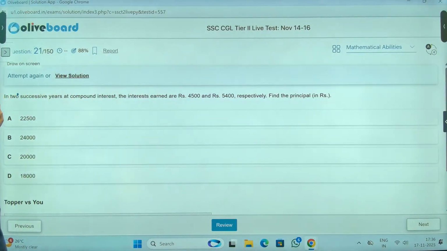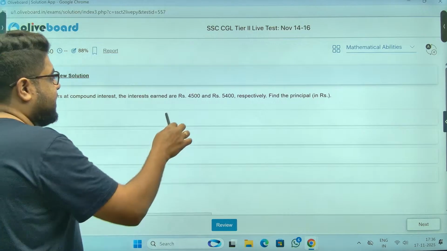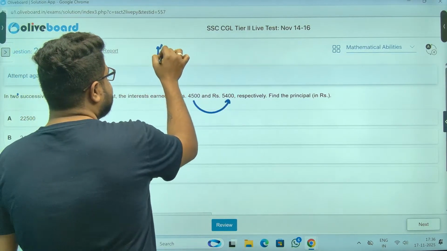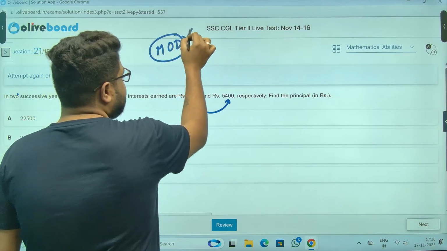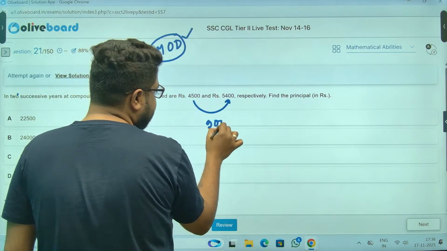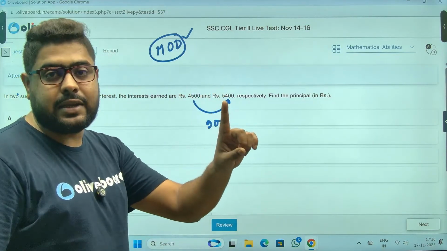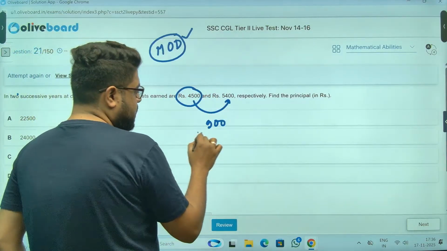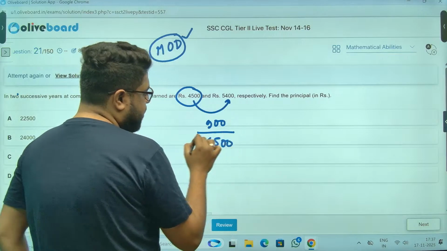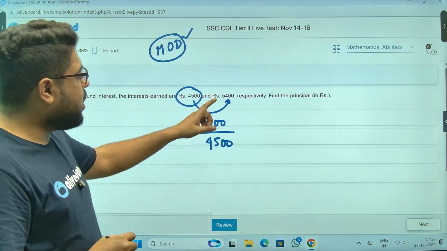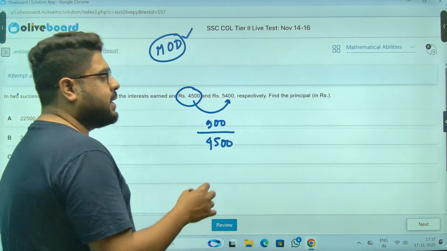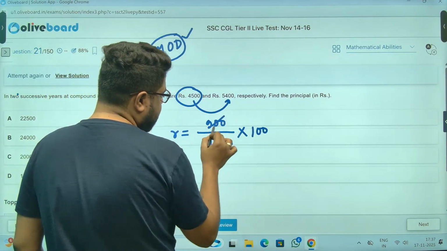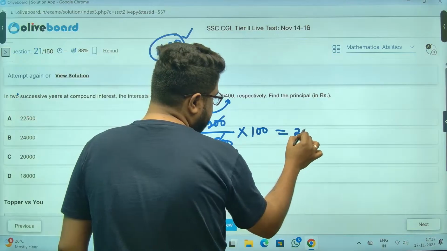Two successive years at compound interest, the interest earned is this. So always take the difference, the method of difference we'll use. The difference is 900 rupees, meaning 900 rupees is interest for 1 year. On what principal? Always the previous year. So on 4500 rupees, we got 1 year's interest as 900 rupees. So this is your rate of interest, 900 by 4500, which is 20%.